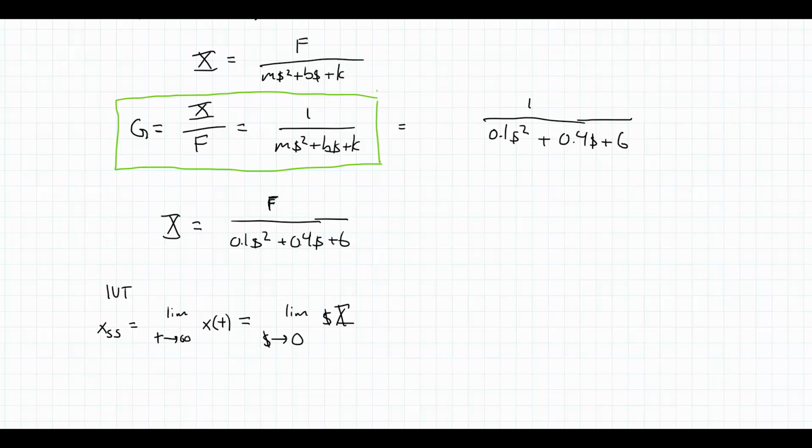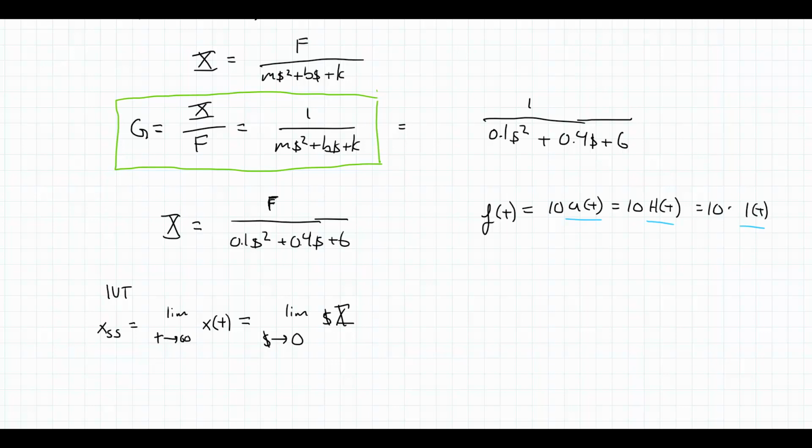So I need to see what happens to s times x. Well, I just defined x above. It's that F over 0.1s squared plus 0.4s plus 6. I also have to put in some details here. So I was told that f of t is 10 times the step function, which we can write using this u of t notation, or sometimes I will use this h of t for the Heaviside function, or sometimes I might say it's like 10 times 1 of t. So just as a notation note, this u of t, h of t, and 1 of t, I am going to use interchangeably as the unit step function.